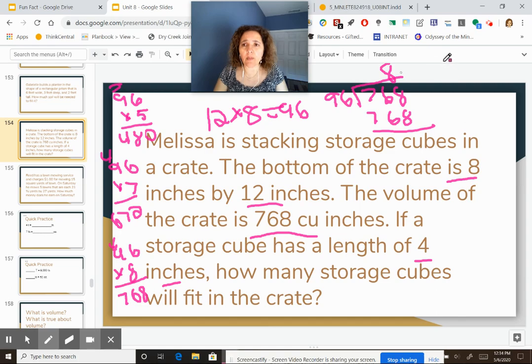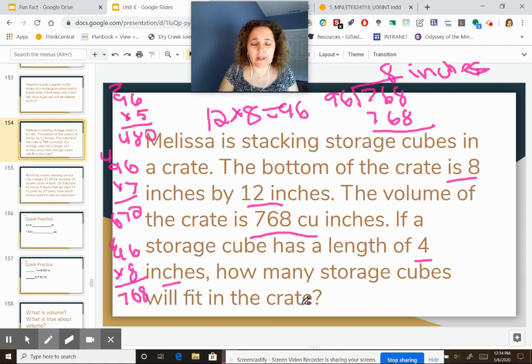Okay. So I'm not done yet. They weren't asking me for the height, were they? So they're asking me how many storage cubes will fit in the crate. Okay. So I'm going to erase some of this so I can show you my work. So I know that the height is 8 inches. So that I do need. My height is 8 inches. Okay.